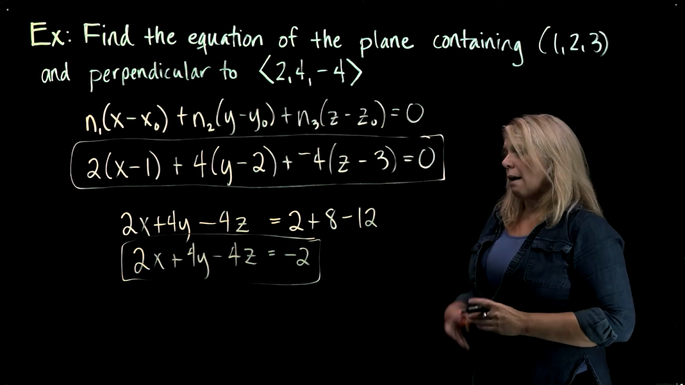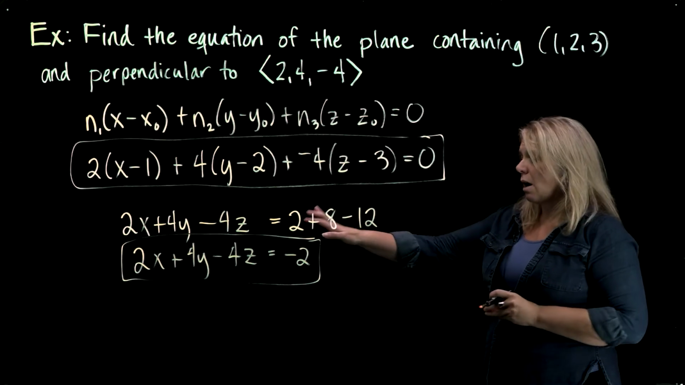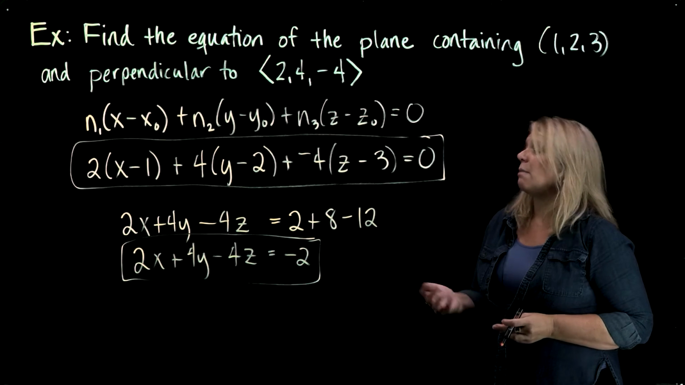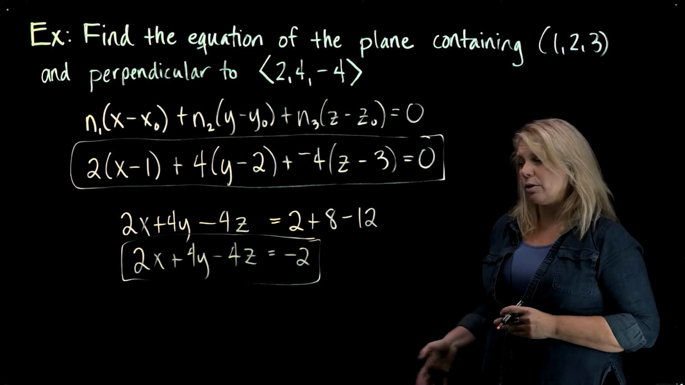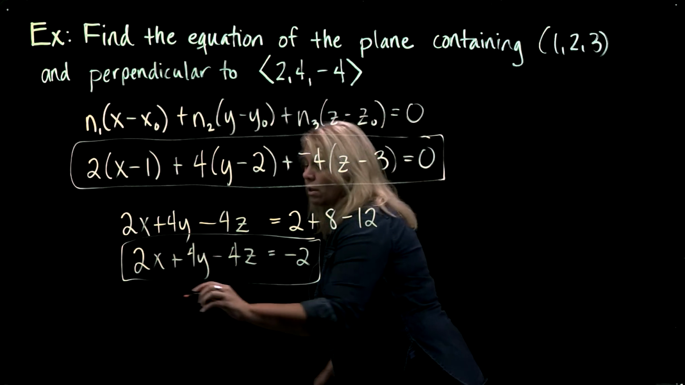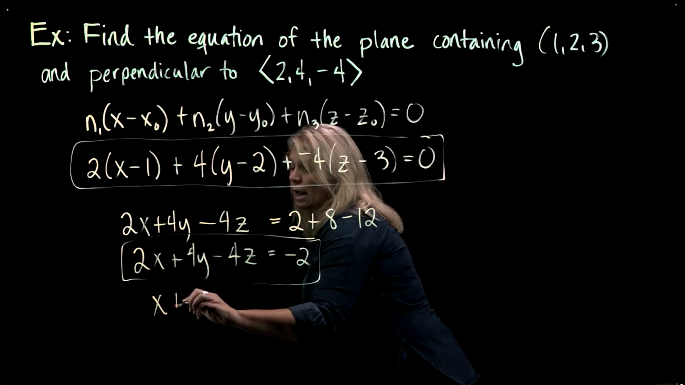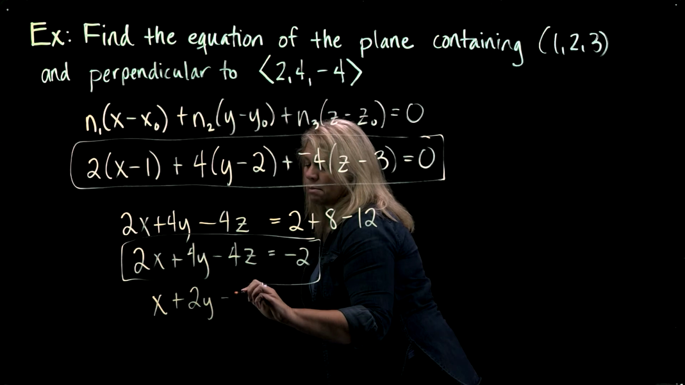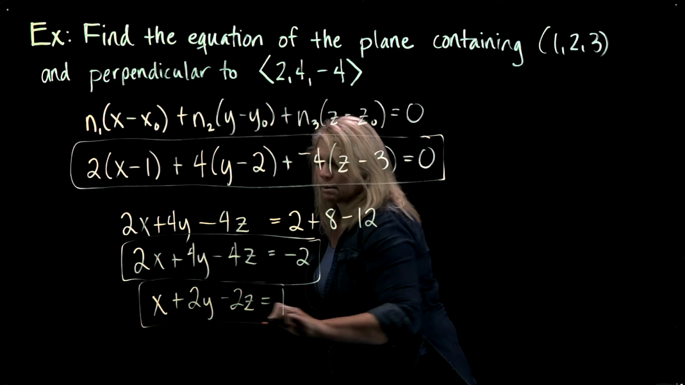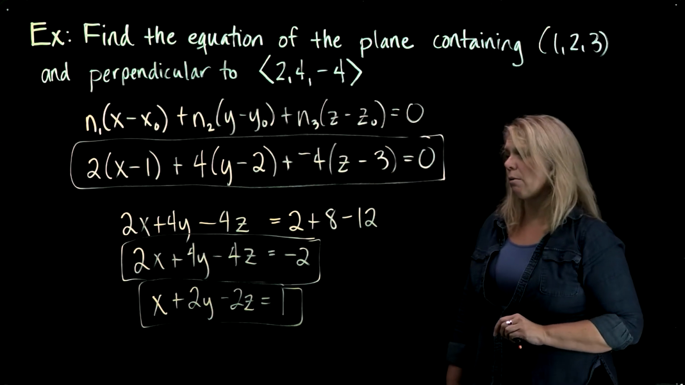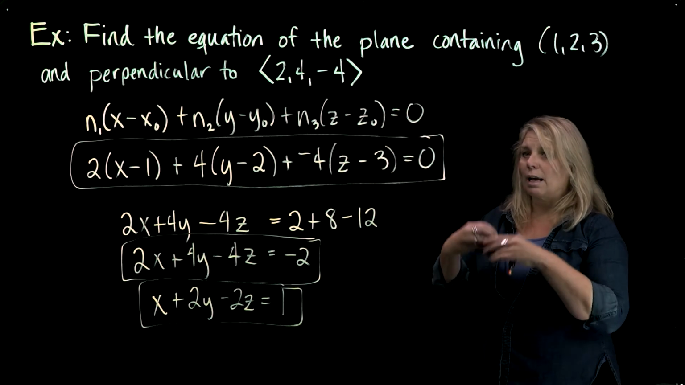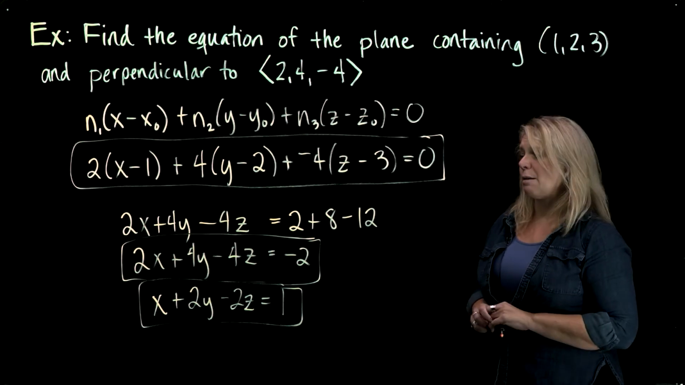You might notice that for this particular equation, all of these coefficients and the constant term are divisible by 2, so it might be advantageous to divide through by 2 just to clean up that equation a little bit more. So if I divide through the whole equation by 2, I'll get x plus 2y minus 2z equals 1. So there's a simpler version of that equation. All of these are correct answers, as well as any other equivalent way of writing the same equation.